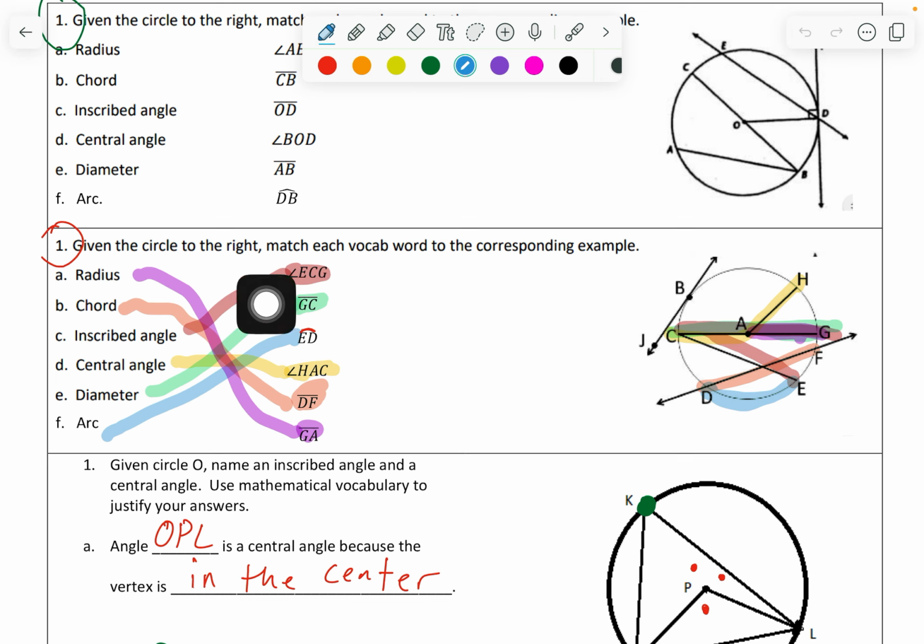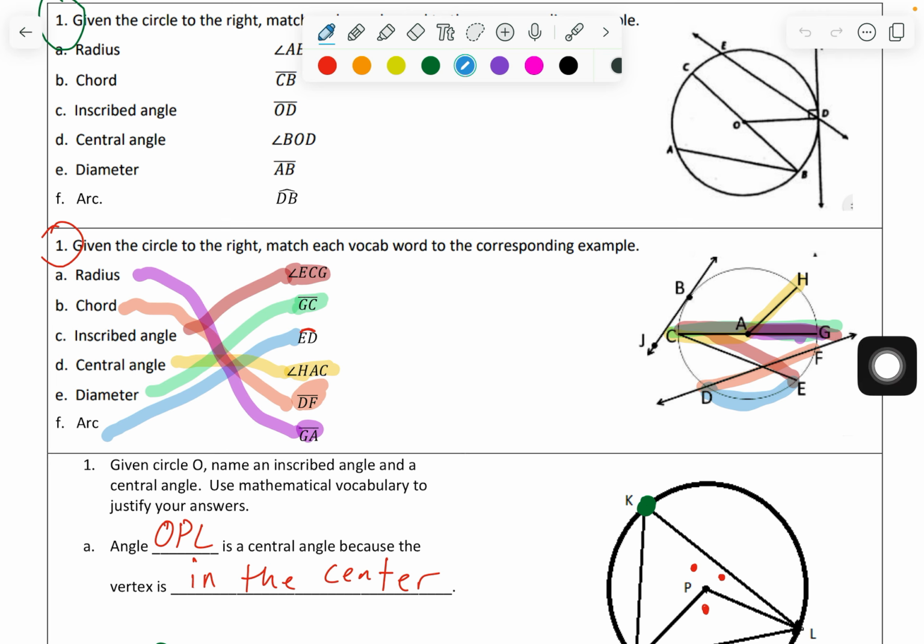So we had this question right here. I know it's kind of jumbled here, but if you look at the radius, remember that's the small line, GA, it just goes from the center to the outside. Chord just goes from one point on the circle to another point without going through the center. The diameter is the one that goes through the center, CG. And then you have the inscribed angle, which is ECG, because the corner of the vertex is on the circle. And then you have the central angle where the corner of the vertex is in the center, HAC.